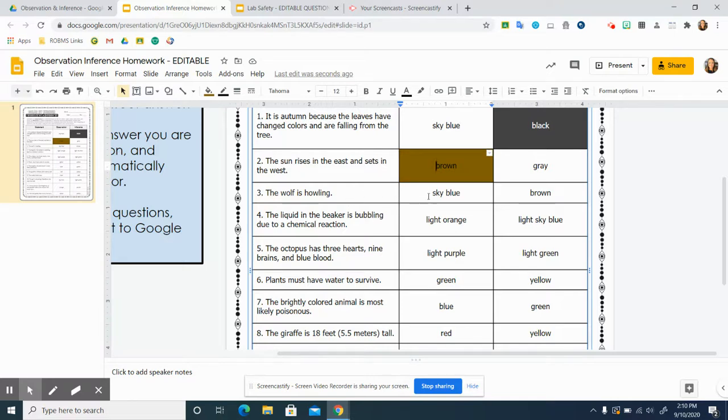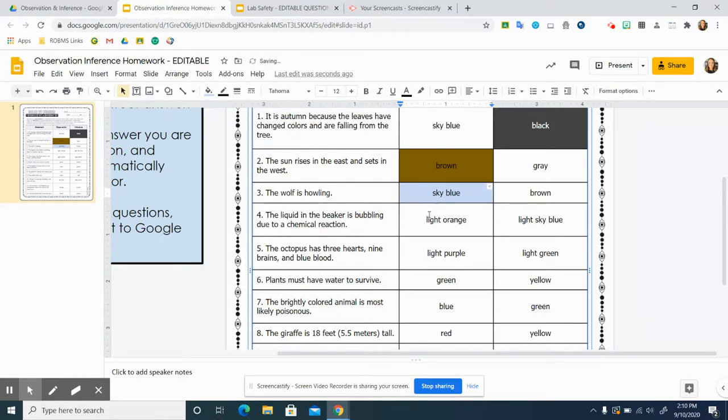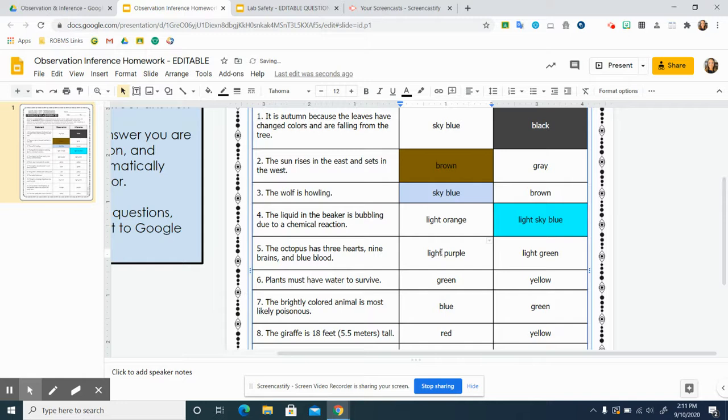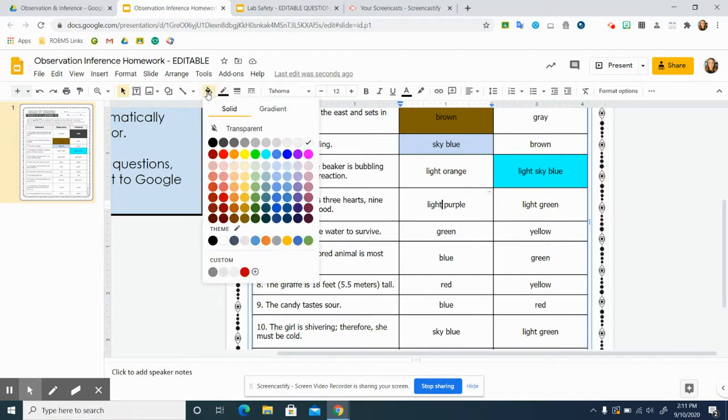The wolf is howling is an observation. You can hear a wolf howling. The liquid in the beaker is bubbling due to a chemical reaction. Well, we don't necessarily know that it's a chemical reaction. Liquid can bubble from being boiled as well on the stove. So because we don't have enough information, we don't have enough observations in there, this is going to be an inference. The octopus has 3 hearts, 9 brains, and blue blood. This would be a fact. So it is an observation.